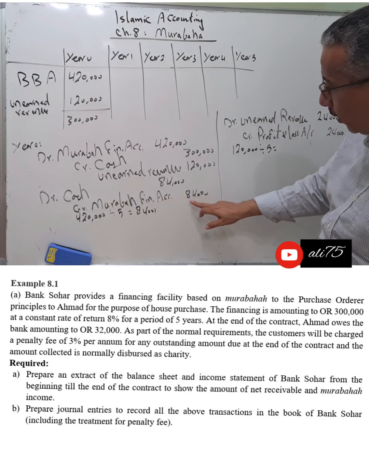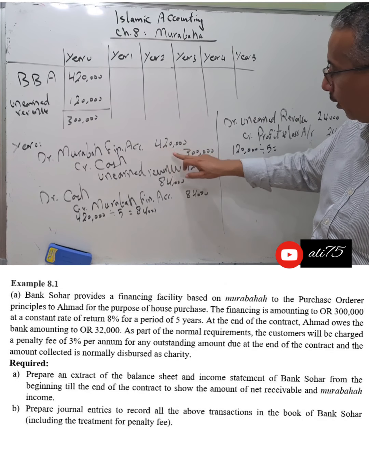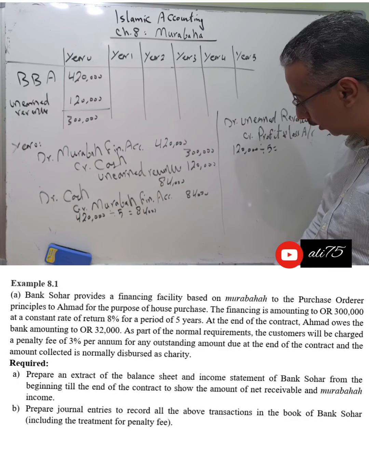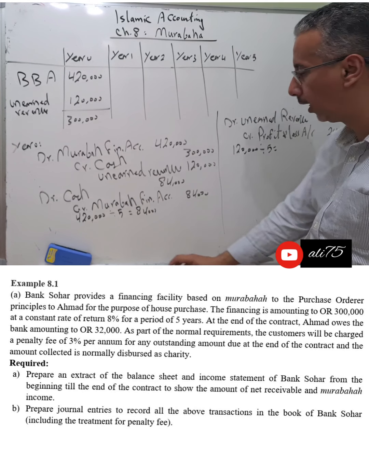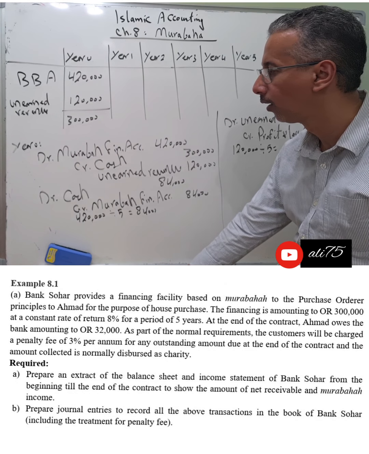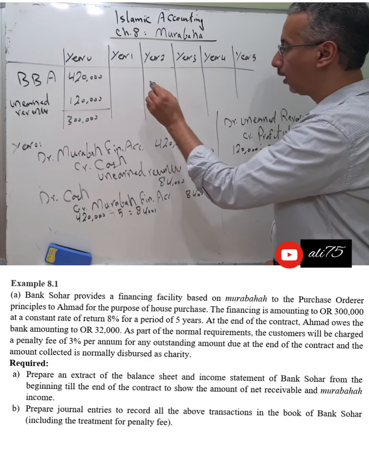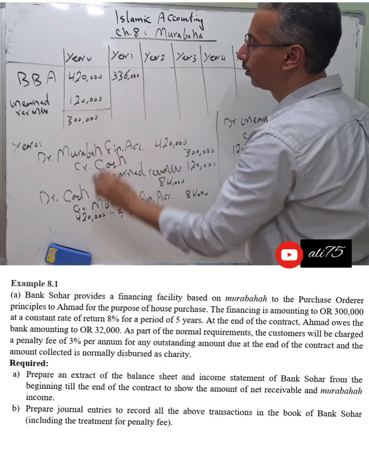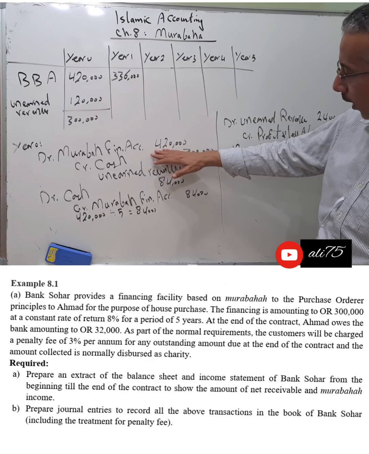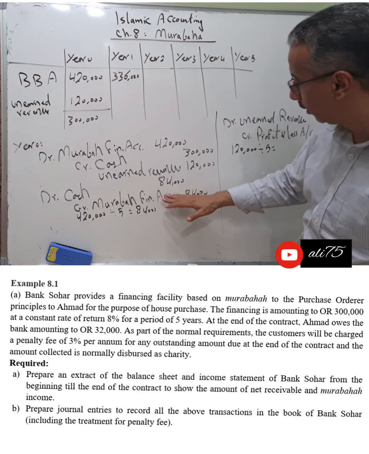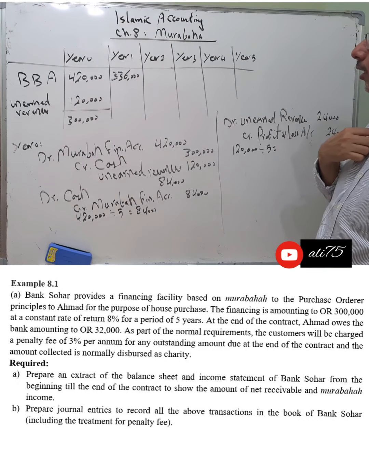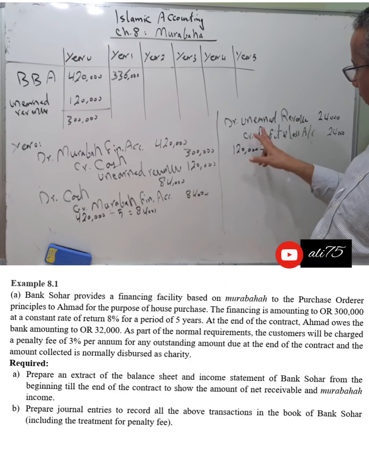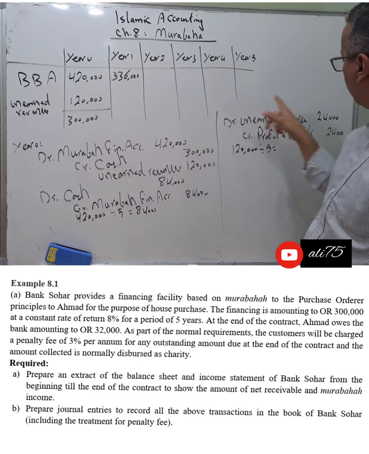So the Murabaha finance will be reduced from 420,000 minus 84,000, it will be 336,000. Reduce it from 420 by 84. The remaining amount in next year it will be 336 as well. And this one, unearned revenue, reduce it by 24,000.